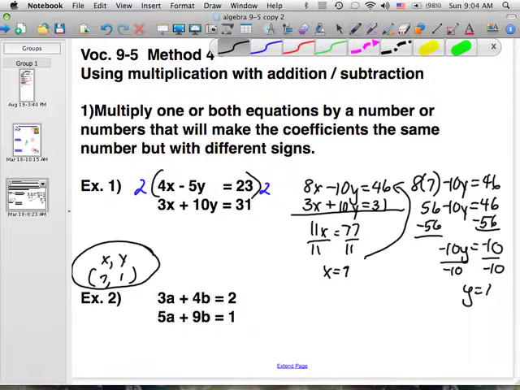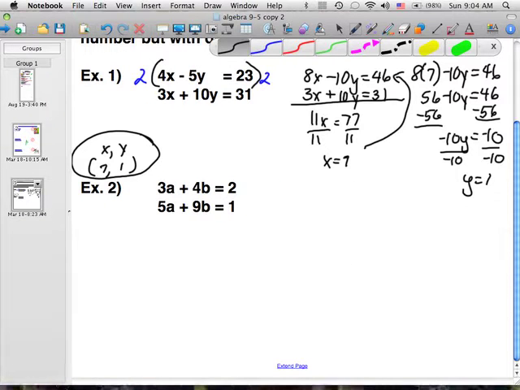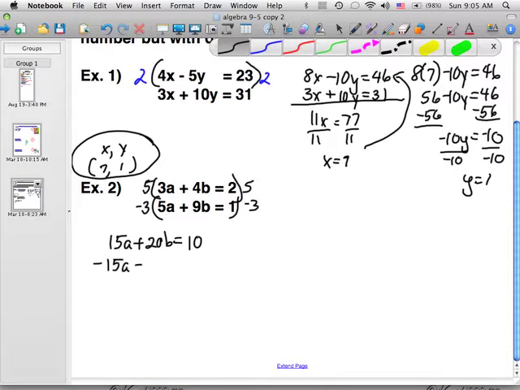Okay, looking at the second one, there's no way to get the 3 to be a 5 just by multiplying this, or the 4 to get 9, so we're going to have to multiply both equations. So let's go for 15. We could do 36 over here, but this is a little bit shorter. So I'm going to multiply the top by 5 and the bottom by negative 3 because I want to get positive 15 and negative 15. So our new system is 15a plus 20b equals 10, and negative 15a minus 27b equals negative 3.